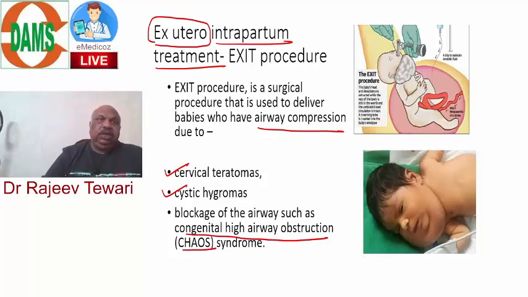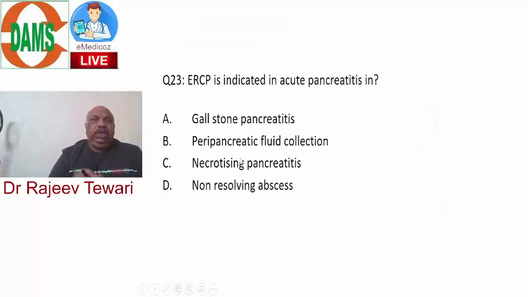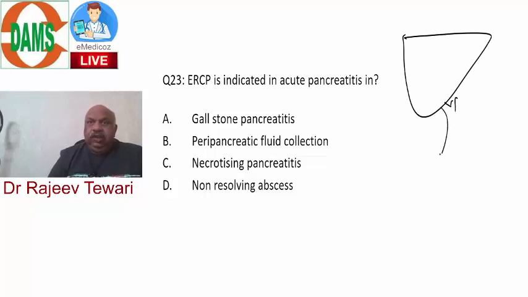But exit is needed in cystic hygroma. ERCP is indicated in acute pancreatitis in... You see, this is the liver. This is the right hepatic, left hepatic, common hepatic duct, and gallbladder.